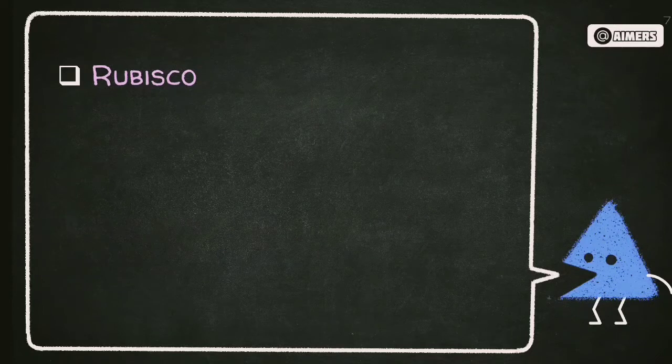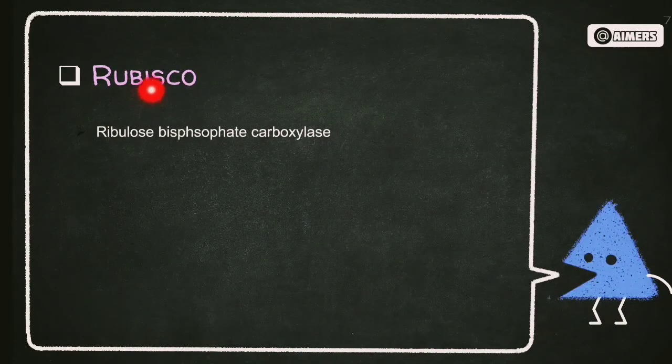Do remember that this rubisco is called ribulose bisphosphate carboxylase. RU means ribulose, BI means bisphosphate and CO means carboxylase. It is the full form of rubisco. Next point is that it is enzyme in nature. Do remember that ribulose bisphosphate is carbohydrate in nature and contains 5 carbon, while rubisco is an enzyme in nature, and enzyme means it is protein in nature.